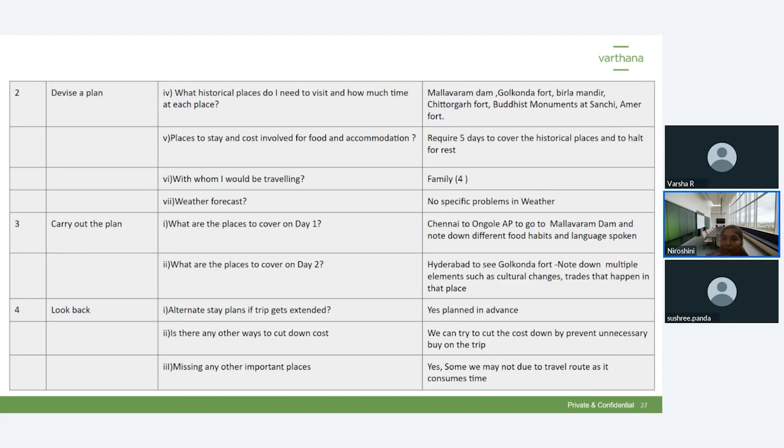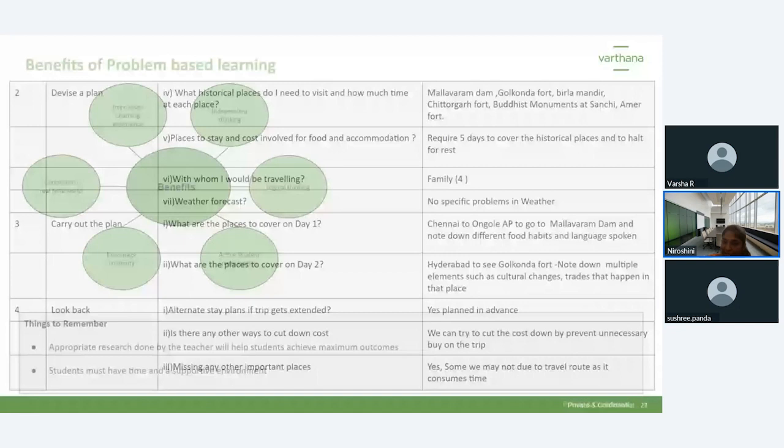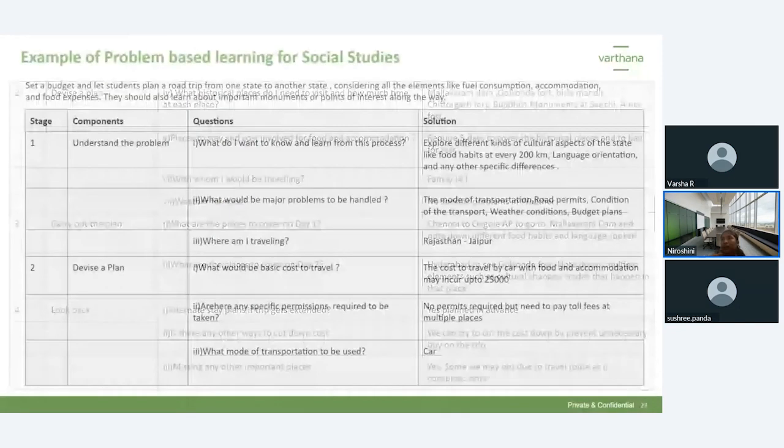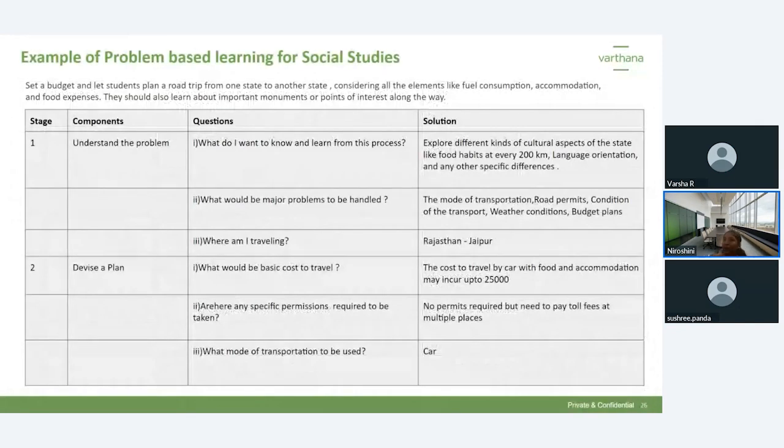So this is basically another example for social studies. You can devise any plan like this, or any real-time plan like we discussed in the earlier slides. You can give them the global warming problem and how that could be mitigated. So you can give them real-time problems and ask them to come up with the solution.